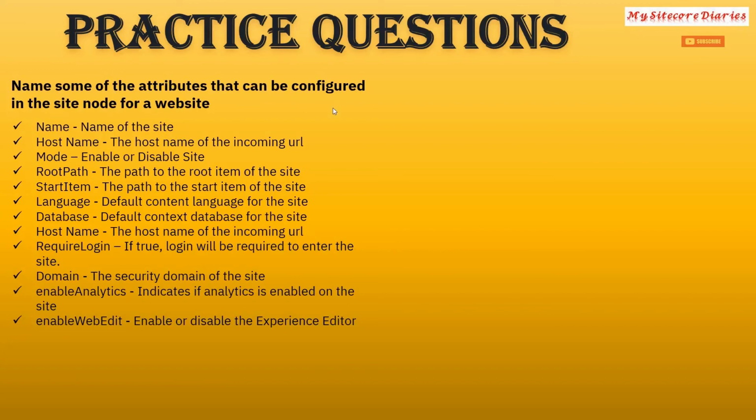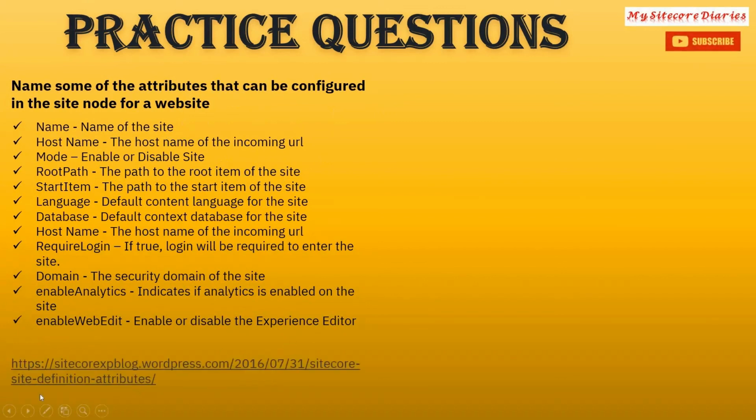So, name some of the attributes that can be configured in the site node for a website. You must be knowing the site definition file where you have the site node. I've tried to provide a few of the options here, like name of the site, host name is the host name of the incoming URL, mode is enable or disable site, root path, the path of the root item of the site. Okay, the best thing you can do is I'm providing this link. In this link you have the blog which has explained all the attributes of the site definition. I think that will help you.